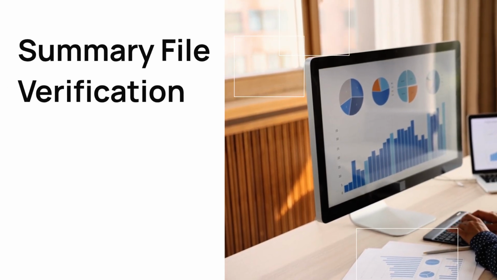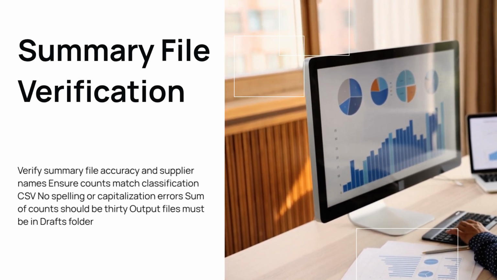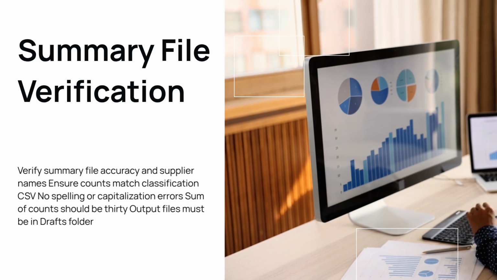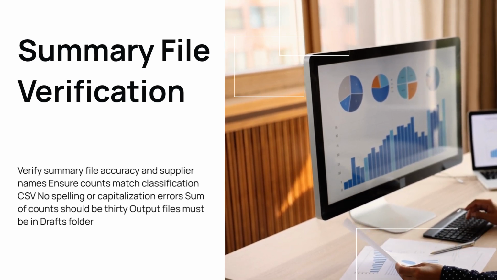Check the summary file for accuracy. Confirm supplier names and counts match the classification CSV. Ensure no spelling or capitalization errors. The sum of counts should equal 30. Both output files should be in the drafts folder.